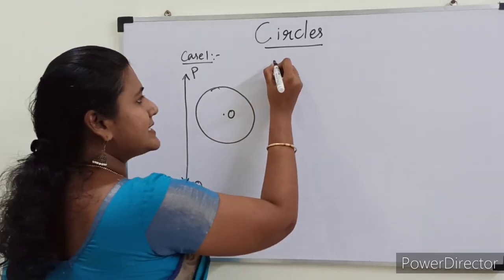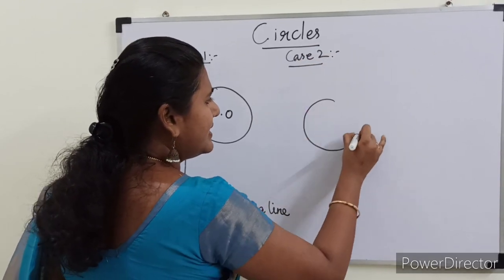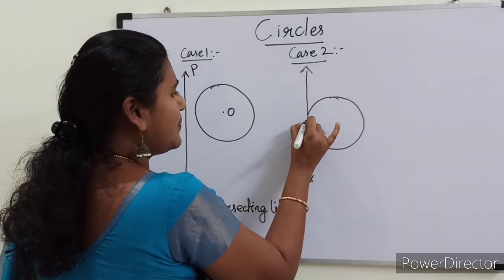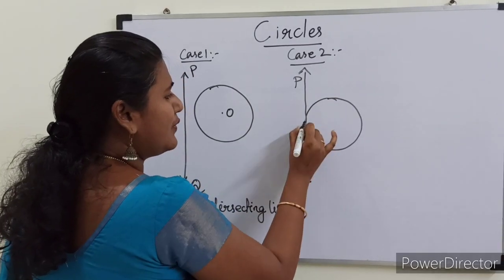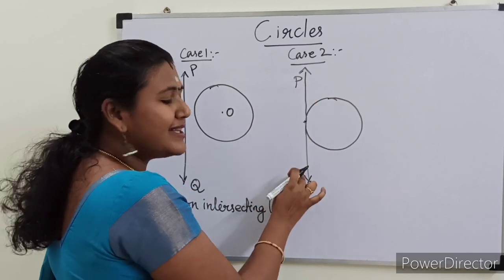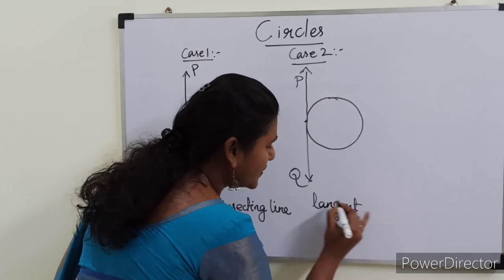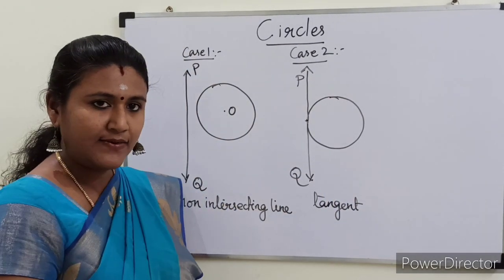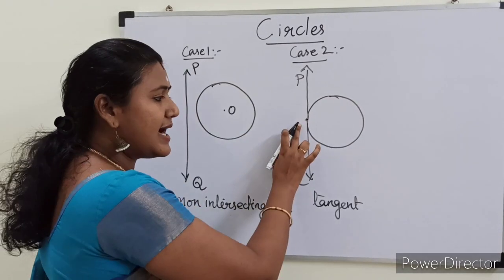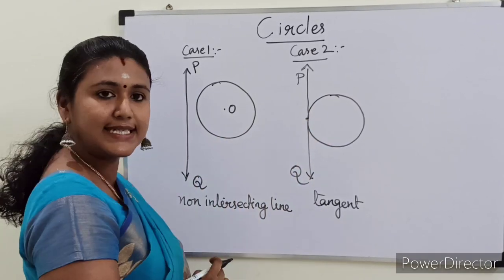Now we will see the next case, case 2. Here the line will intersect the circle at a single point. Here the line PQ intersects the circle at one point. Here we will call the line PQ a tangent of the circle. So a tangent is a line which has one common point with the circle, intersecting the circle at one single point. That is called a tangent.